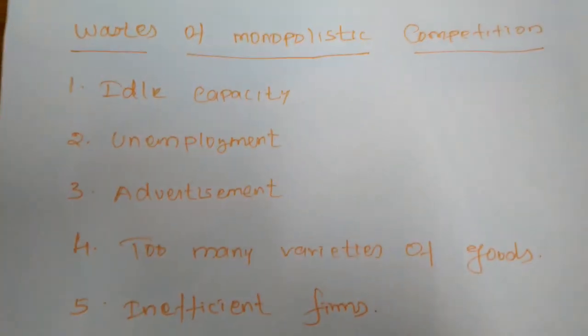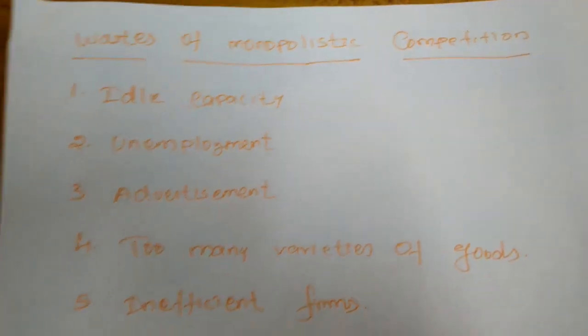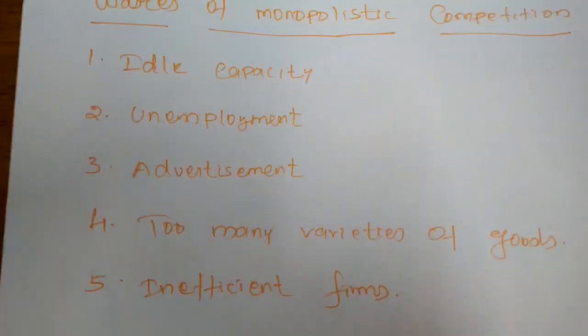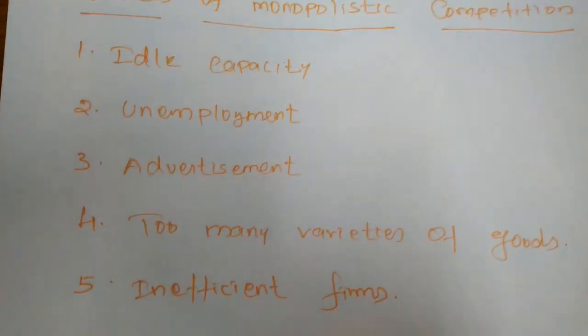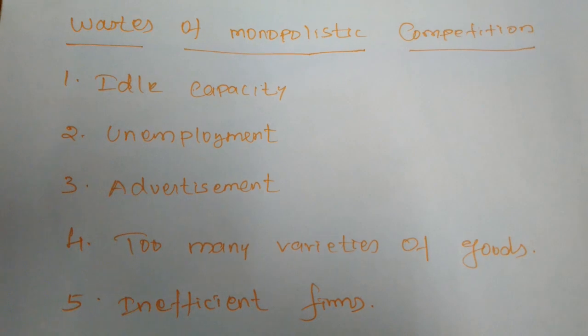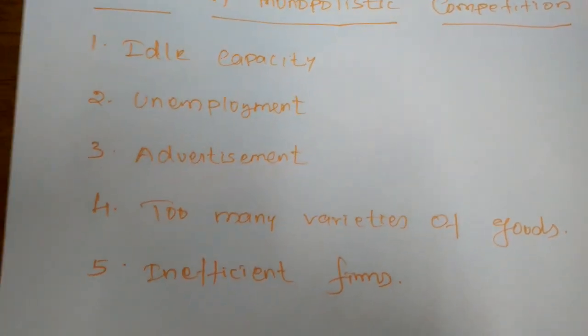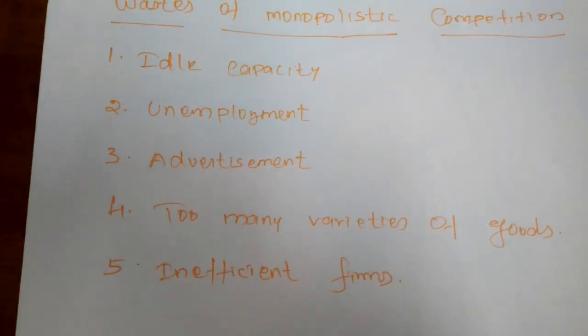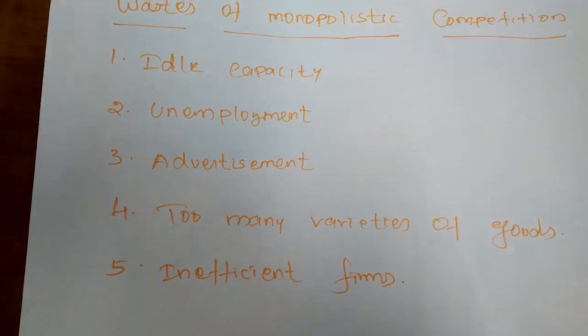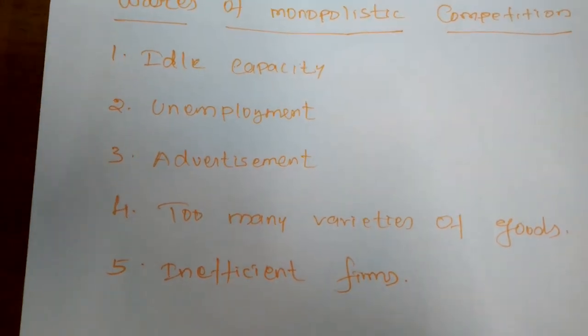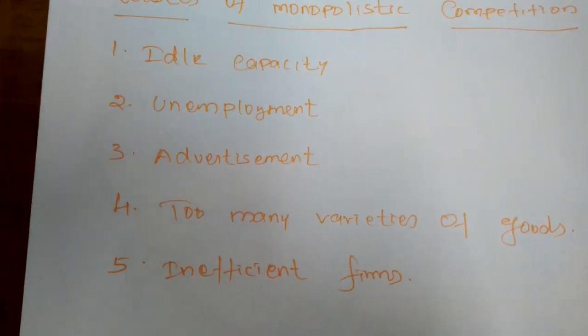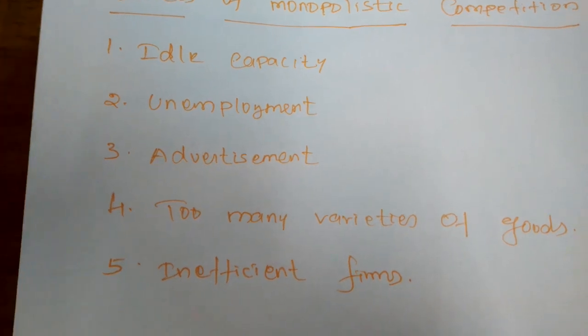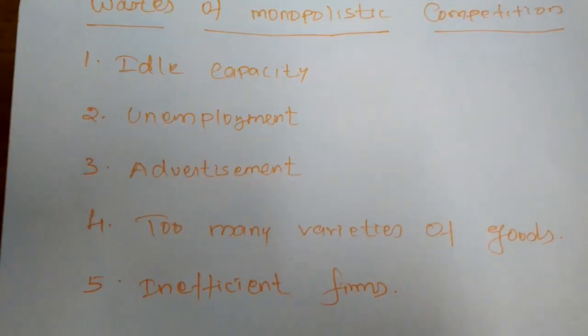In this monopolistic competition, many wastages arise. So what are the wastages that arise? The first one is idle capacity. Idle capacity, meaning unutilized capacity, is the difference between the optimum output that can be produced and the actual output produced by the firm.